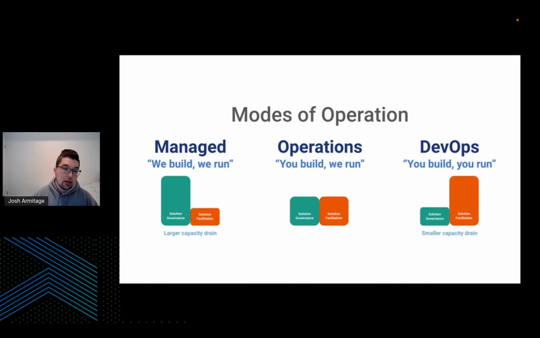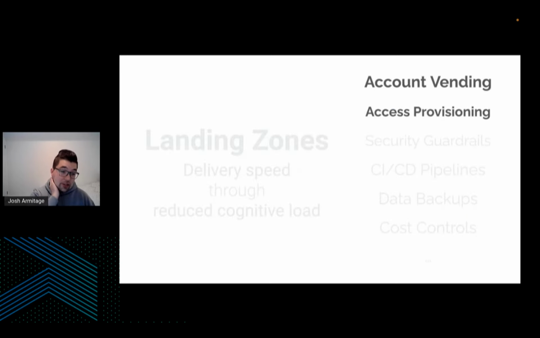Now, in this space, we started having capacity constraints because all of a sudden we had to do VMs, and I showed how many different things we had to add. And all of a sudden we actually also had more managed and operations style applications as well. So what we found was, in two particular ways, our account vending and our access provisioning were really starting to fall apart. So, vending more AWS accounts and doing more access provisioning.